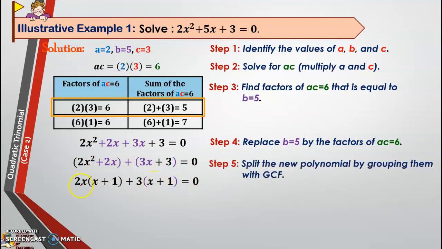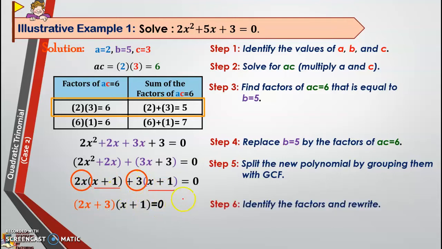The GCF here is 2x. The other is 3. After that, we identify the common factor x plus 1. What is left behind is 2x and 3. So 2x plus 3 times x plus 1. That is its factored form. But there is another way of finding the factored form without having this part.